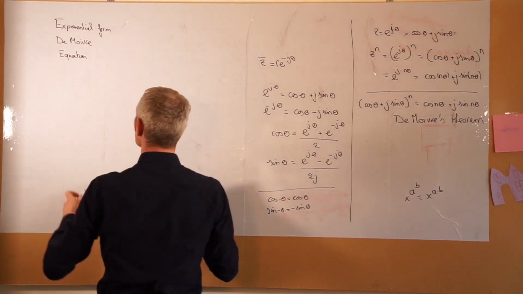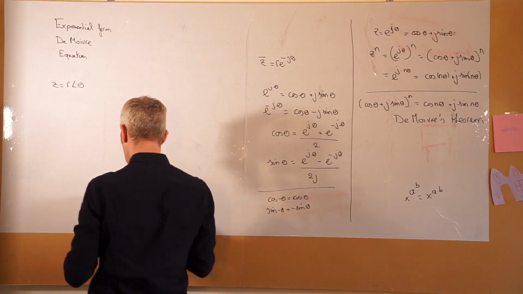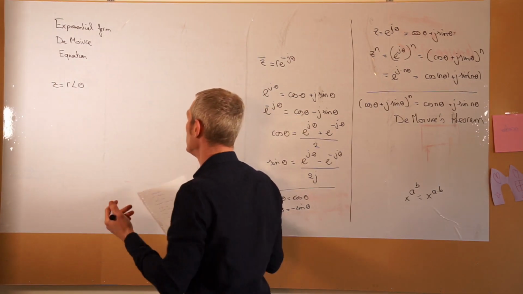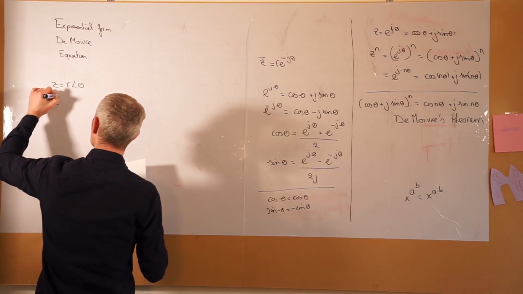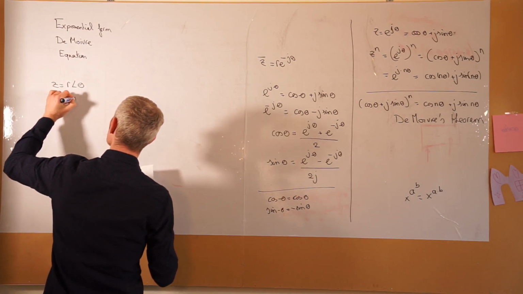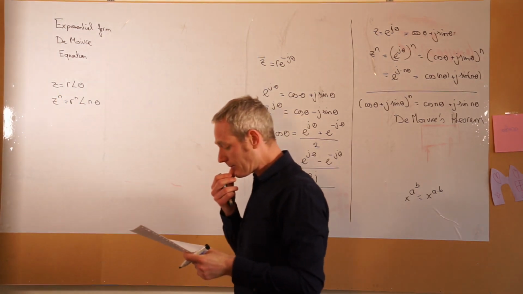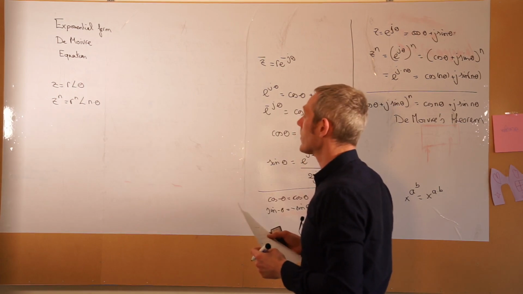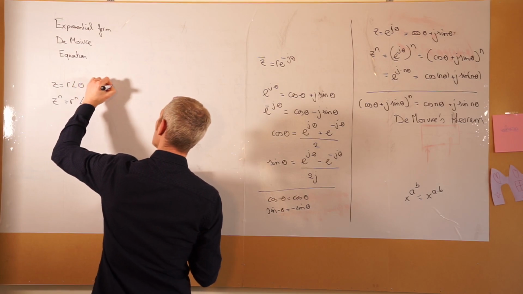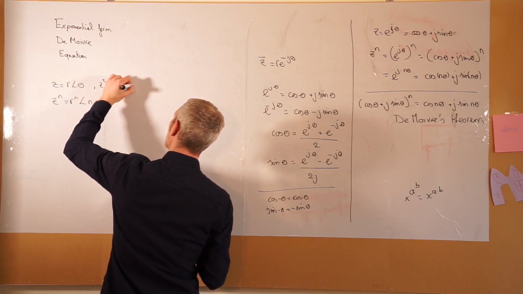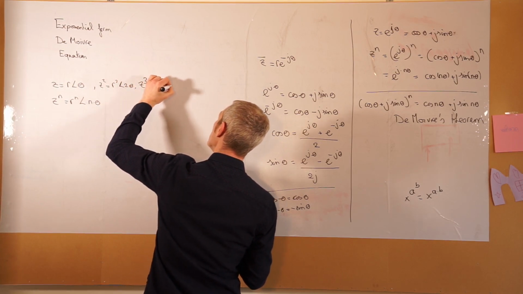If we again look at the polar form, z is equal to r with angle theta. We have with de Moivre's theorem, we know that z to the power of n is equal to r to the power of n with angle n times theta. So for example, z squared is equal to r squared with angle 2 theta. z to the power of 3 is r to the power of 3 with angle 3 times theta.